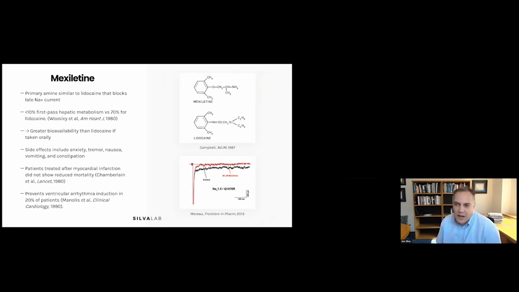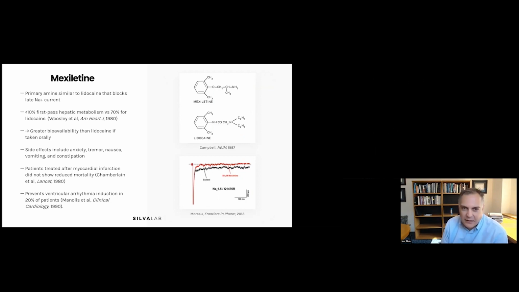So there are molecules that block the late current quite well. So lidocaine is one. It's used as a local anesthetic. It's actually a very potent antiarrhythmic drug. The problem is that it has to be given via IV. So the drug gets metabolized quite quickly, so it's only available to patients in the hospital.